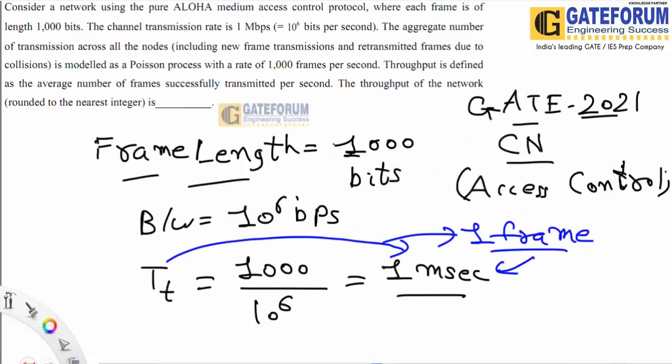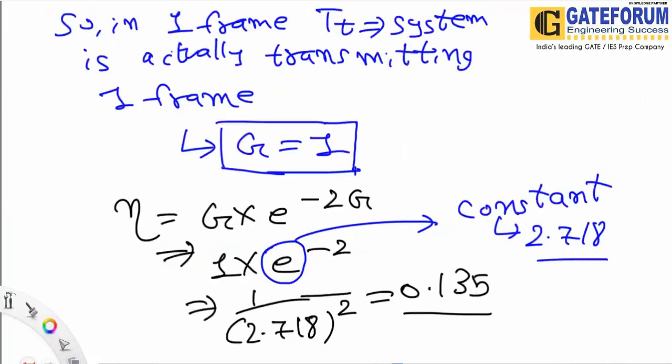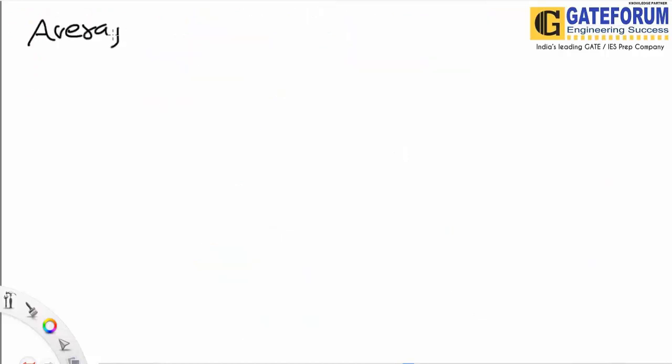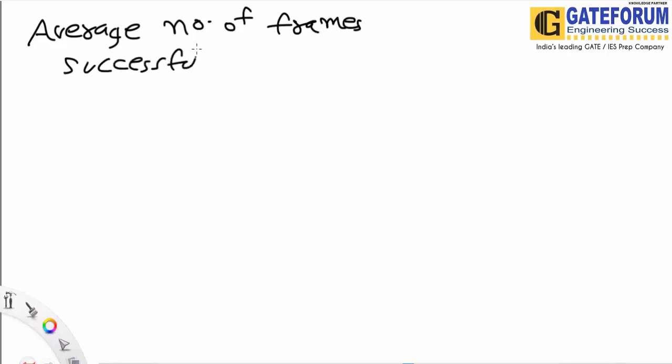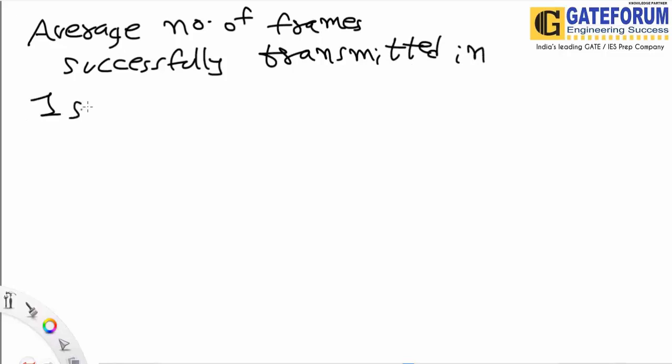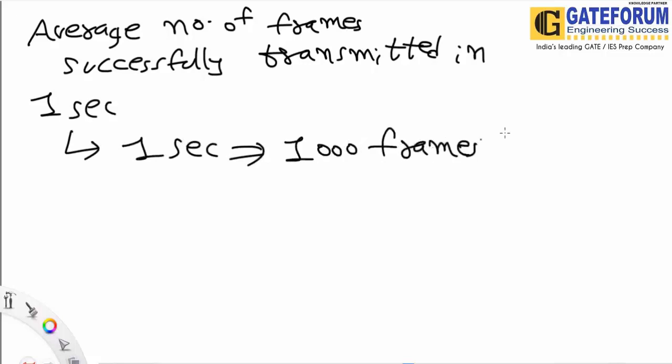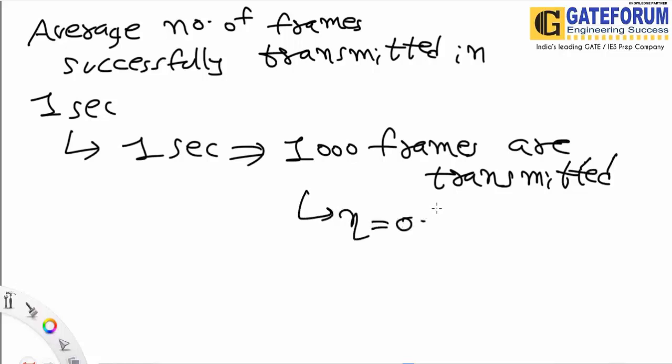Now, what is the question asking? The throughput of the network. Throughput is defined as the average number of frames successfully transmitted per second. So we are transmitting 1000 frames per second, and of that we have a ratio of 0.135. So we can say the average number of frames successfully transmitted in 1 second, because in 1 second we are transmitting 1000 frames, and the efficiency we are getting is 0.135.